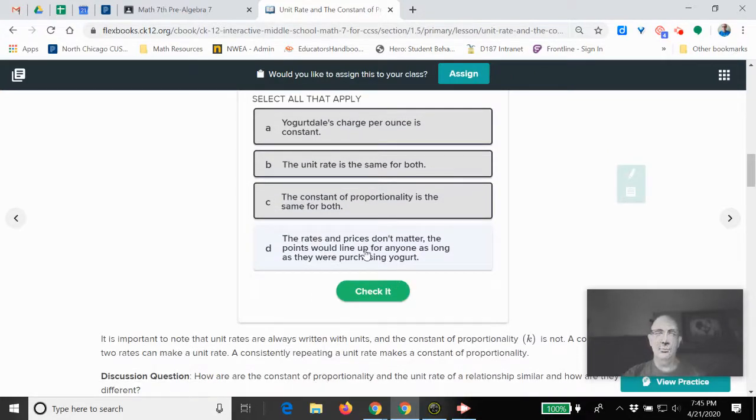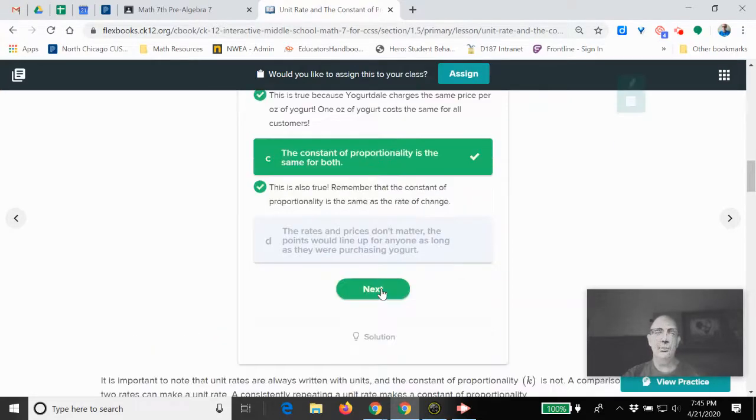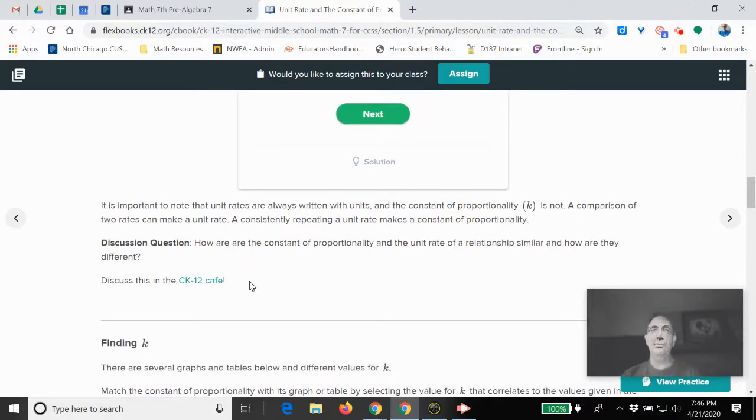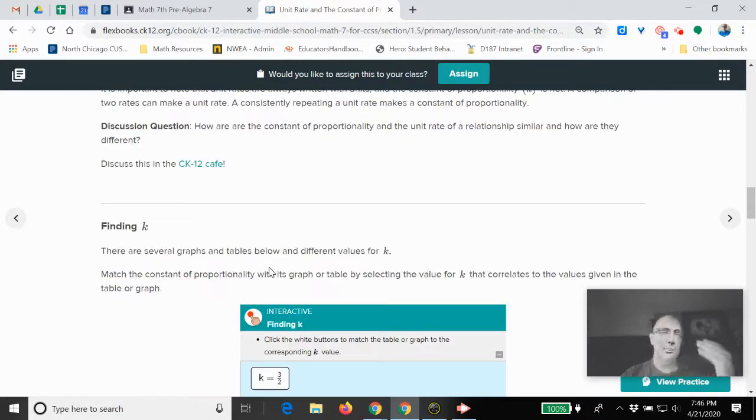The rates and prices don't matter, the points would line up. I don't think that's true. It is important to note that unit rates are always written in units with a denominator of 1. The constant of proportionality is not the same, but almost always is. Because maybe I have a constant of 5/2, and I just like that rather than saying 5 divided by 2 is 2.5. I want the fraction instead of the 2.5/1.